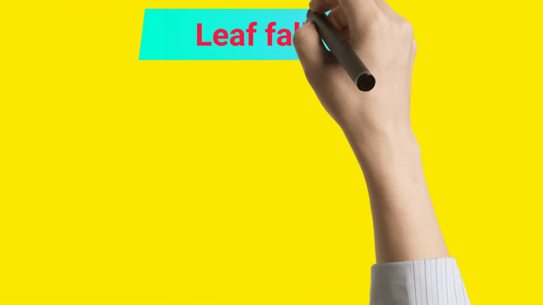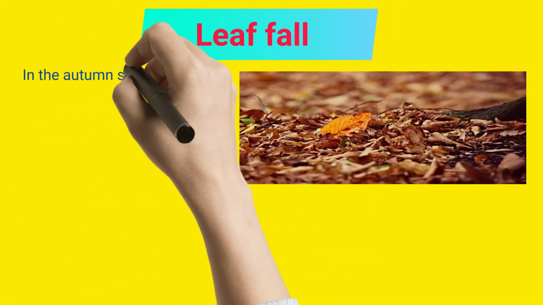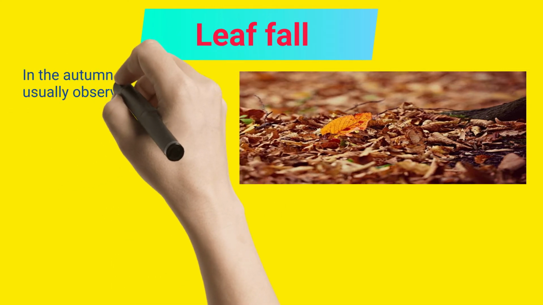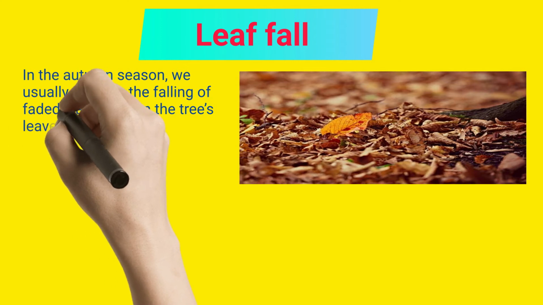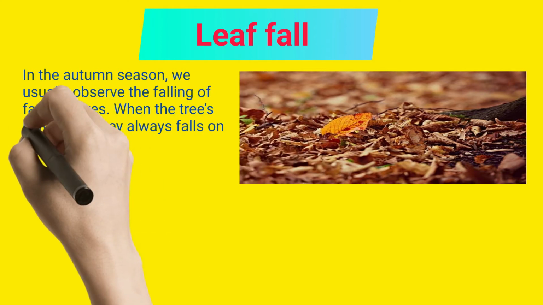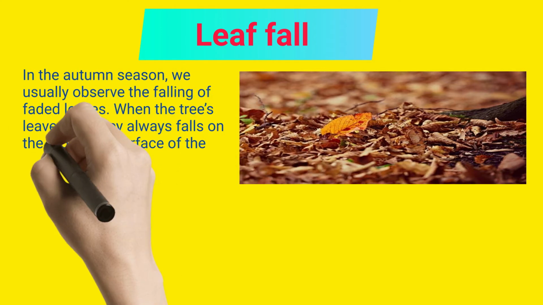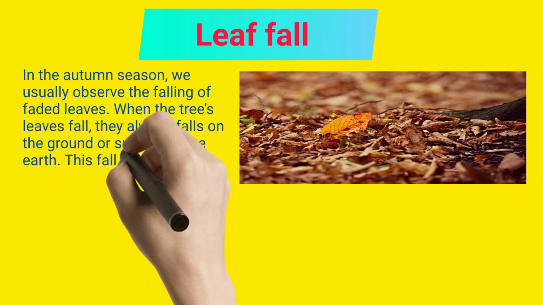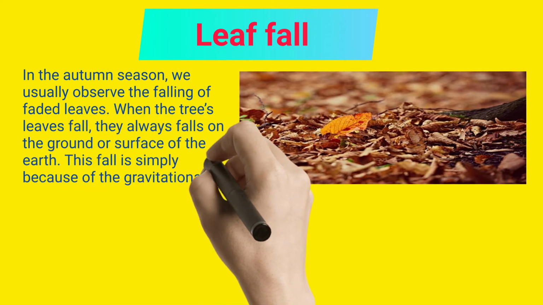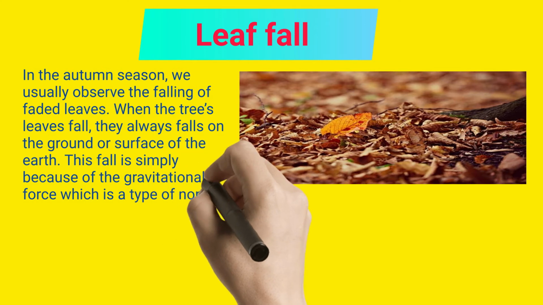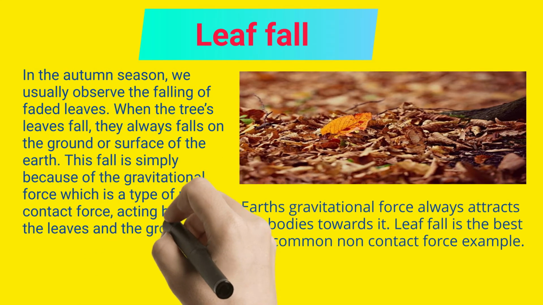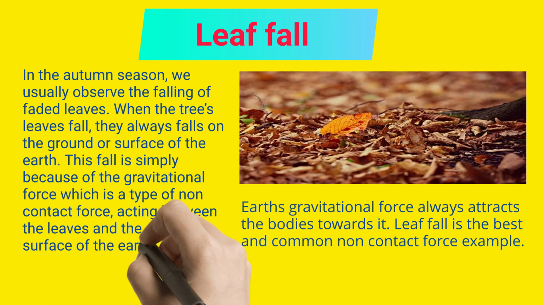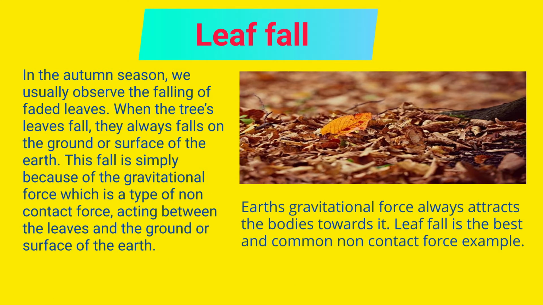Leaf fall. In the autumn season, we usually observe the falling of faded leaves. When the tree's leaves fall, they always fall on the ground or surface of the earth. This fall is simply because of the gravitational force, which is a type of non-contact force, acting between the leaves and the ground or surface of the earth. Earth's gravitational force always attracts the bodies towards it. Leaf fall is the best and common non-contact force example.